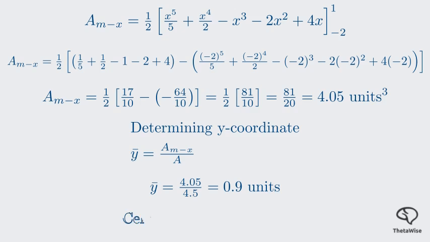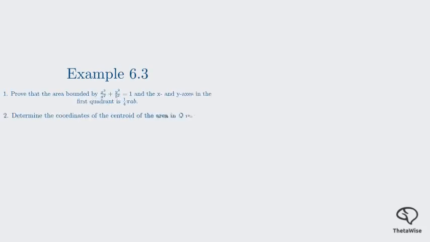So, the centroid of the area under the parabola is at 0.5, 0.9. Notice that the x-coordinate of the centroid matches the axis of symmetry, confirming our earlier check. Our third example involves a more complex curve, an ellipse.